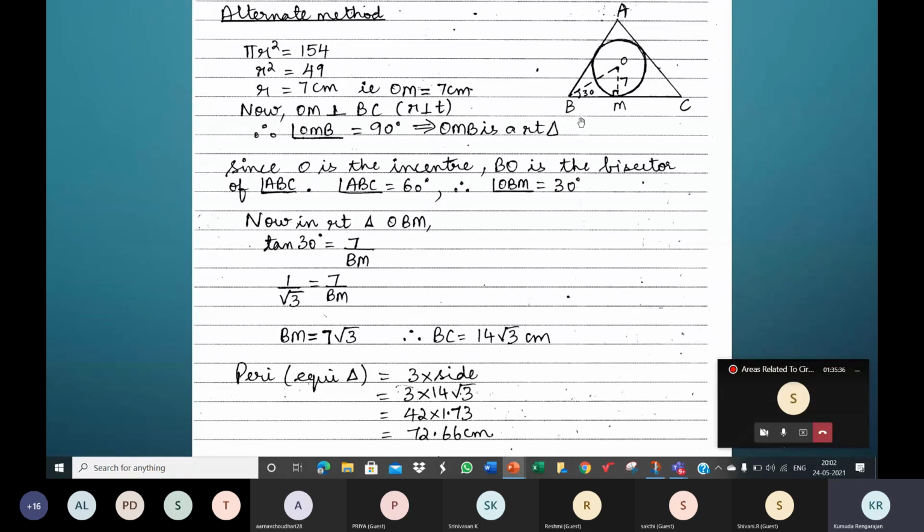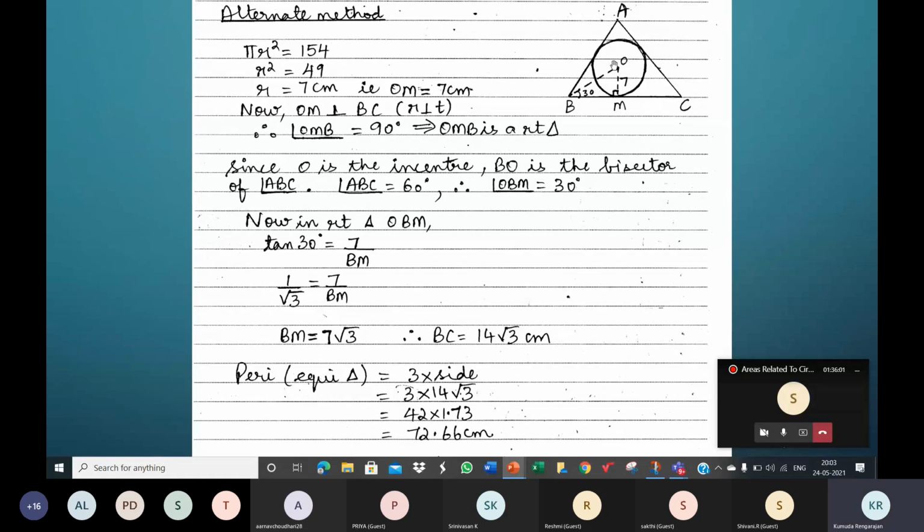BC acts as a tangent. In fact, all the three sides of the triangle are tangents to the circle. AB is a tangent to the circle at this point. AC is a tangent to the circle at this point. BC is a tangent to the circle at the point M.